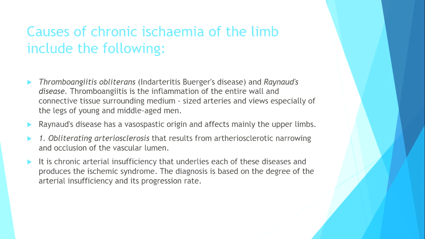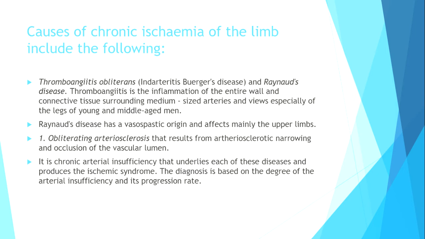Thromboangiitis is the inflammation of the entire wall and connective tissue surrounding medium-sized arteries, especially of the legs of young and middle-aged men. Venous disease has a vasospastic origin and affects mainly the upper limbs. Obliterating atherosclerosis results from atherosclerotic narrowing and occlusion of the vascular lumen. It is chronic arterial insufficiency that underlies each of these diseases and produces the ischemic syndrome.